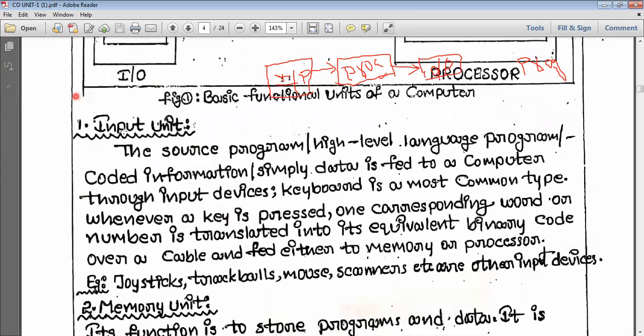So this is the input unit individually. Here the main part is the keyboard. The input unit means keyboard. Whatever key is pressed on the keyboard will be converted into its equivalent binary code, that is in the form of ASCII code. Some other input devices are joysticks, trackballs, mouse, scanners, etc.